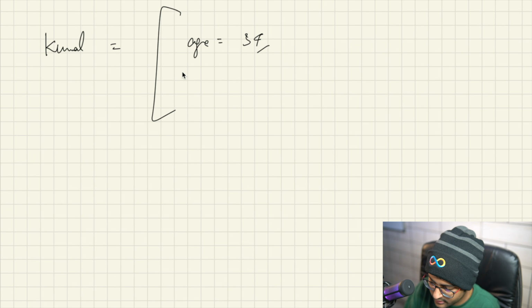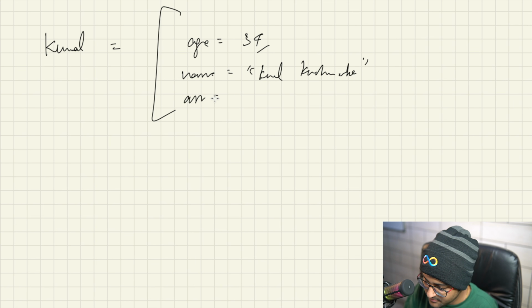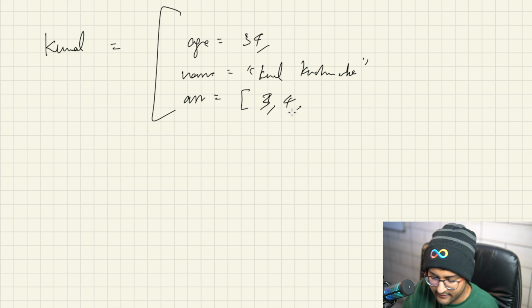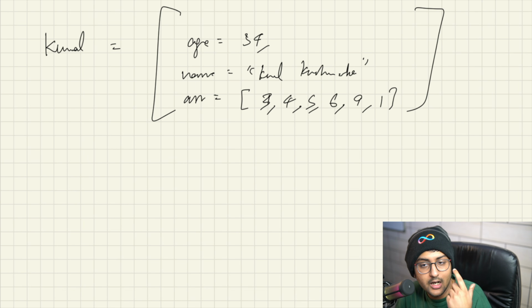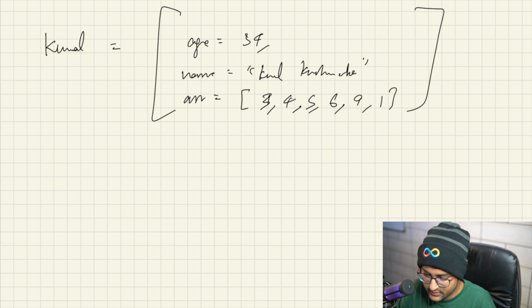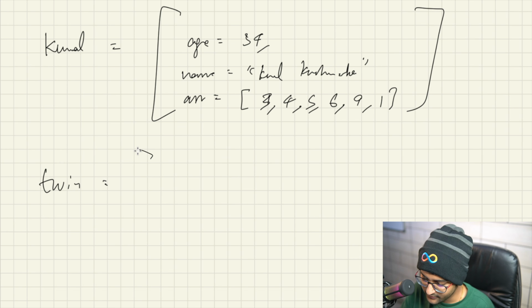So for example, there was a Kunal object like this. It had something like, let's say age is equal to 34, name is equal to Kunal Kushwaha, and array is equal to 3 4 5 6 9 1. So when I did the Kunal.clone using the clone method, it actually did shallow copy. What is shallow copy? Shallow copy means it will create another twin. It will make a copy only.